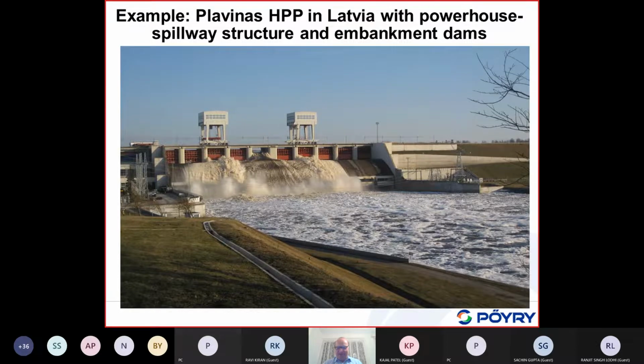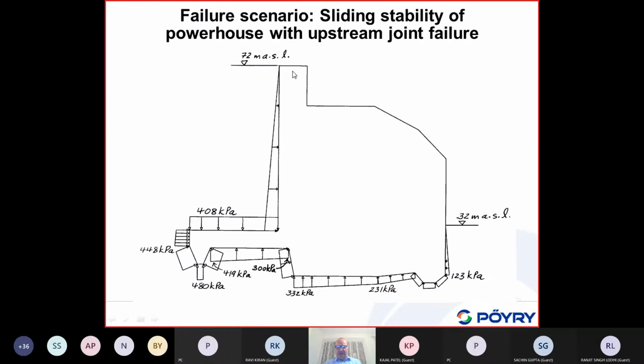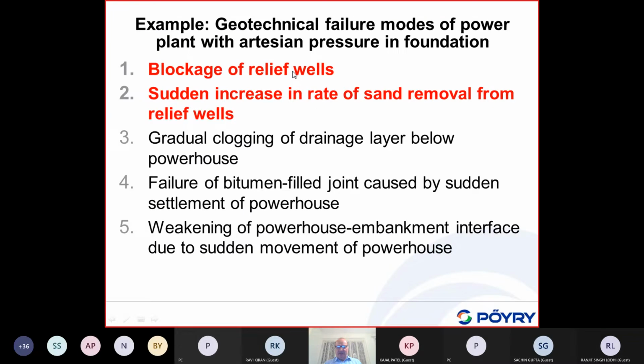I must say this project was not easy. They drilled about 1,000 boreholes, but only 5 could be used as relief wells. So the question is, if you have a blockage of relief wells, your uplift pressure will increase a lot. And if your uplift pressure increases, your sliding stability decreases.